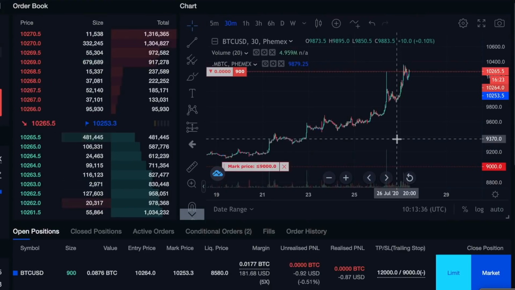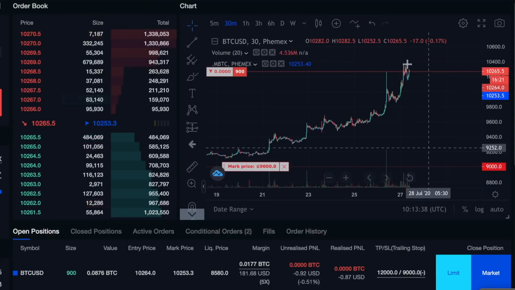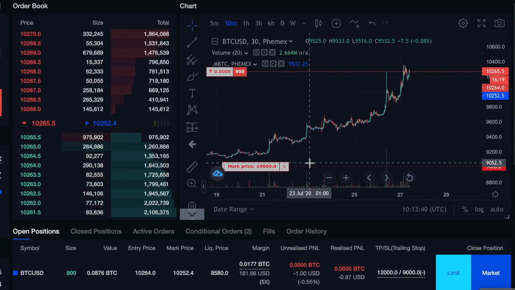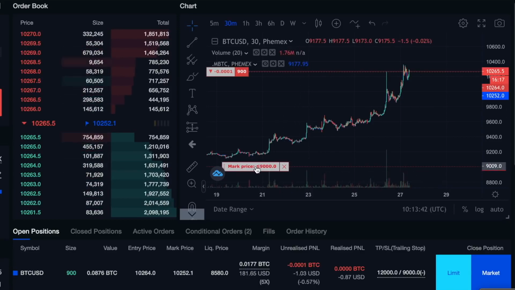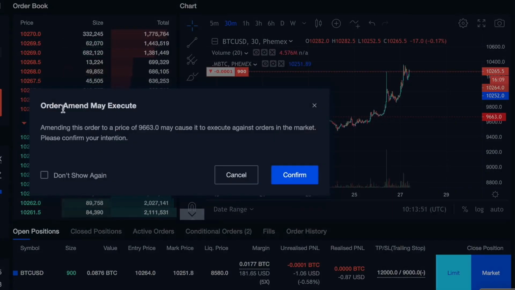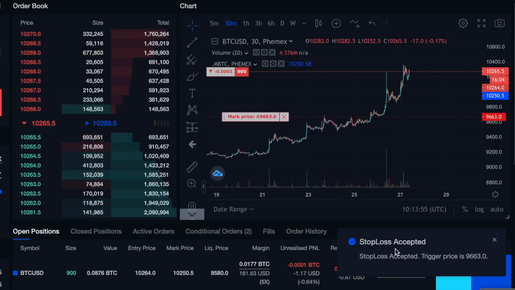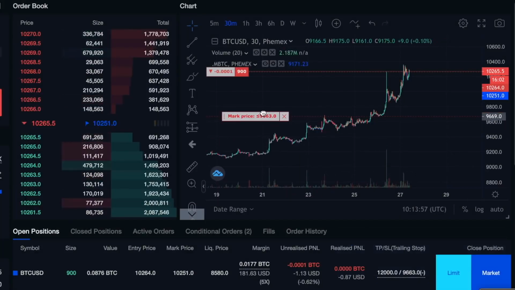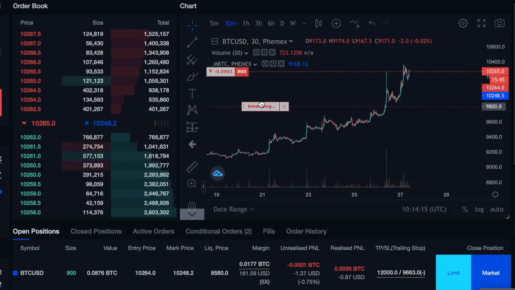Something else that is very cool with Phemex is that if you go up to this chart, which is from TradingView here, you can actually take this stop loss and you can drag it up like this. Let's say you want to put your stop loss all the way up here at 9.6K. Then drag and drop, and you can see here, order, amend, may execute. There you go, stop loss is accepted. You can actually change this. This is very, very convenient.